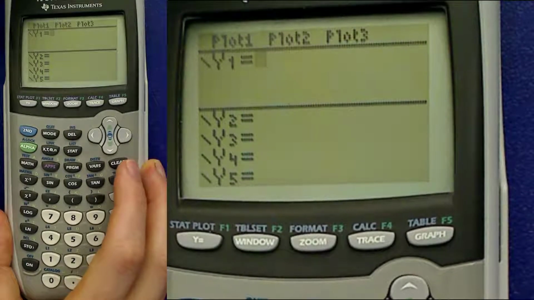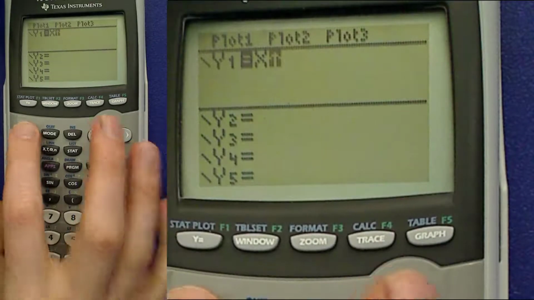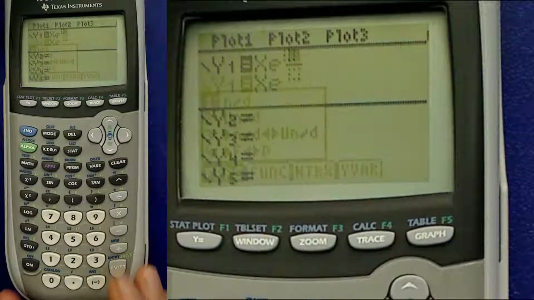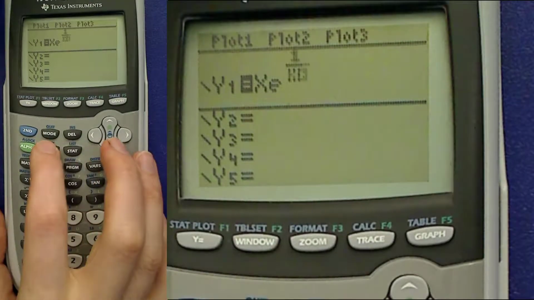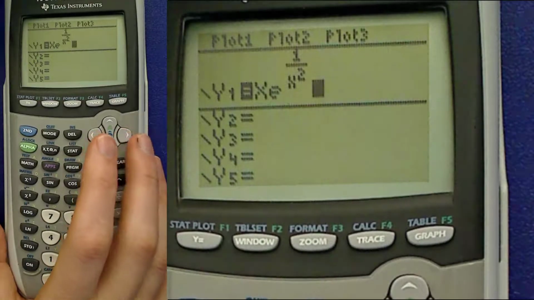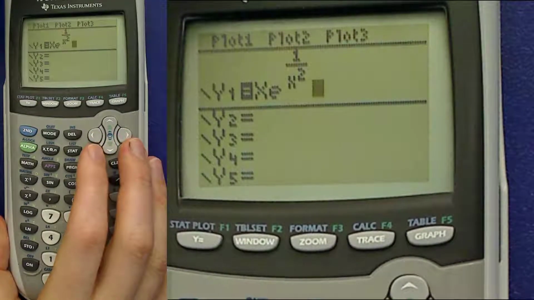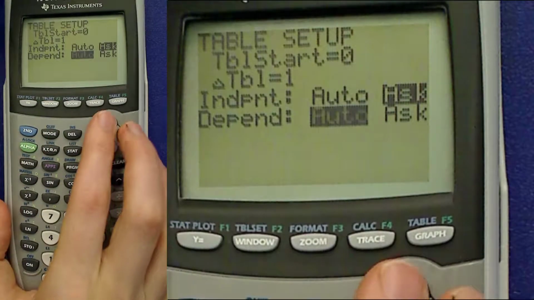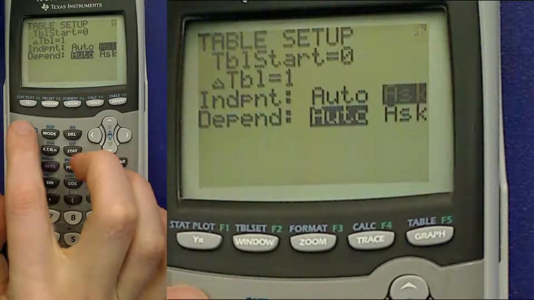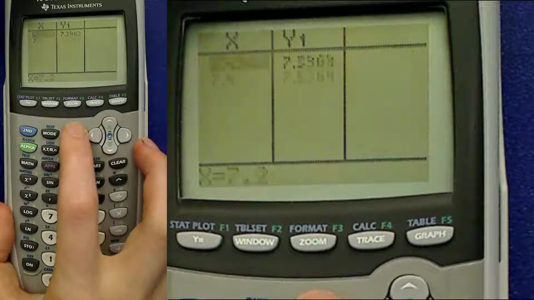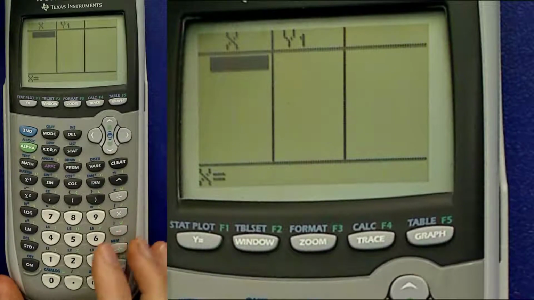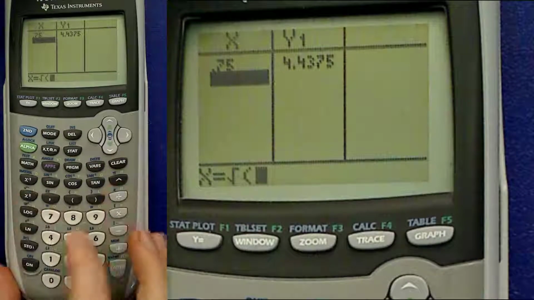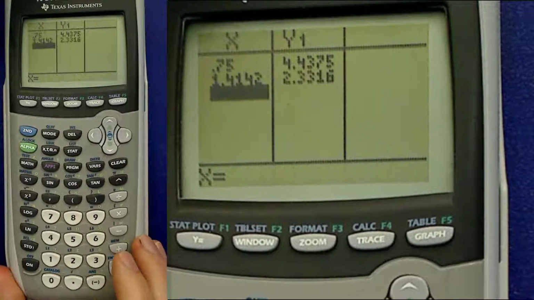The function that we are interested in is x times e to, let me put in a fraction template, 1 over x squared. Okay, the table is set up in ask mode. There's the table. Let me delete out stuff from last time. The numbers we need to put in are 0.75, square root of 2, and 3.